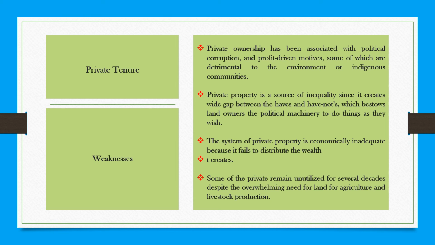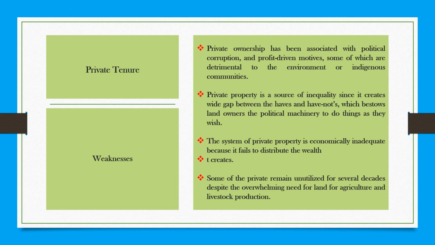Private ownership is also a source of inequality since it creates a wide gap between the haves and the have-nots, and by doing so, it bestows landowners the political machinery to do things as they wish. Land is a factor of production, and therefore owning land gives individual landowners the leeway to enhance their economic wealth because they can use such land for agricultural production.